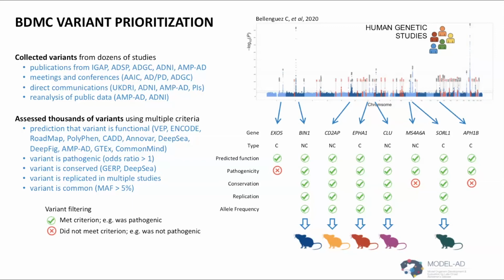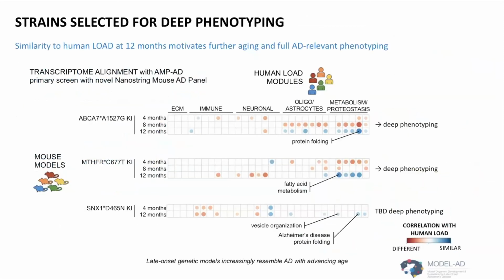And then obviously looking at allele frequency, because we don't necessarily want to take the rarest alleles, because we want these to reflect as much as possible the human population. And so by these methods, we can identify specific variants that then get introduced into the mice.